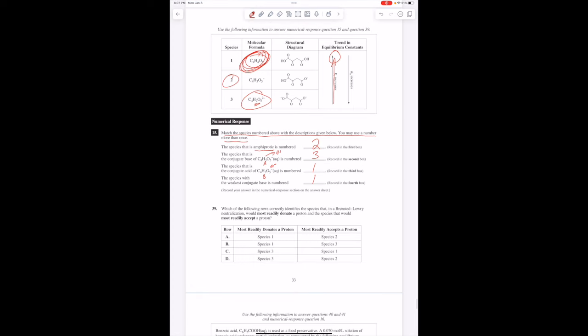39. Is this for both questions? Yeah. Which of the following rows correctly identifies the species that, in a Bronsted-Lowry neutralization, would most readily donate a proton and the species that would most readily accept a proton? So which one's the acid, which one's the base? In a neutralization reaction. Okay, so this is my strongest acid according to this, because the Ka is increasing. So I'd say it's going to be species 1. And the species that would most readily accept a proton has to be the opposite end. So this is a base, and so I'd say it has to be that one, so I'd say B. That is correct.